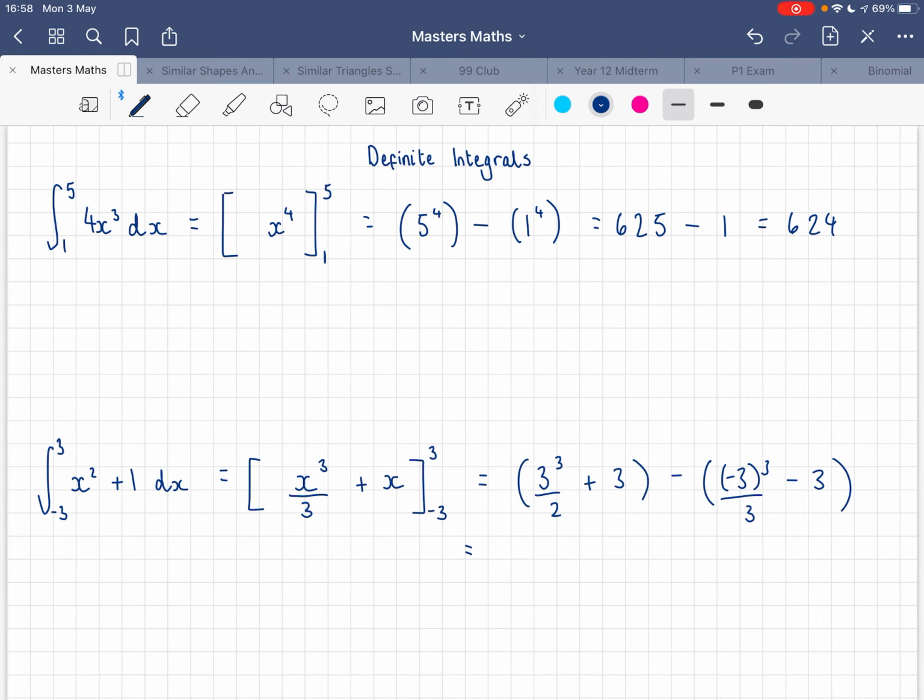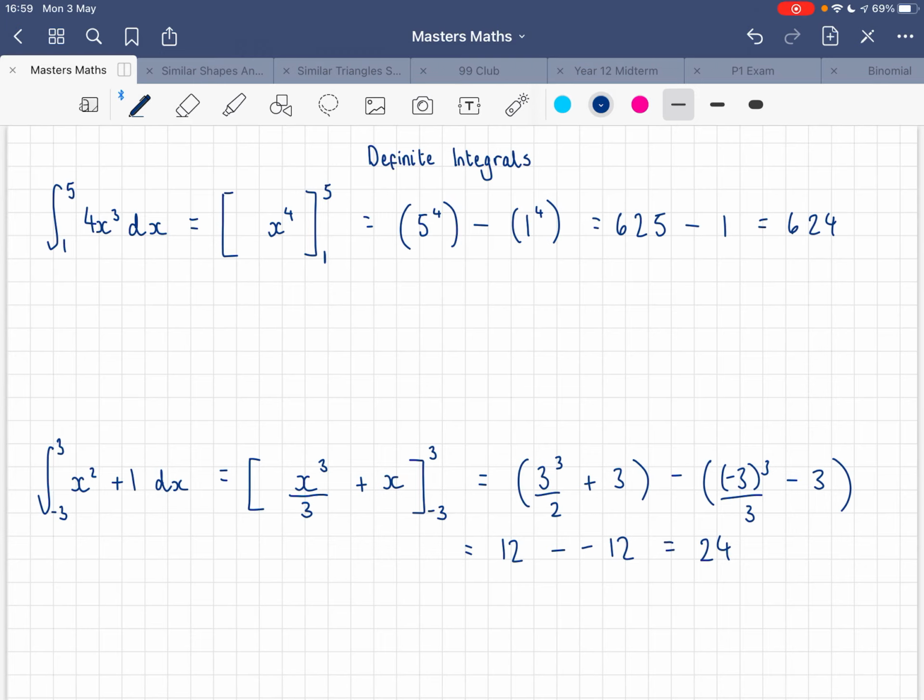Work those out. 3 cubed over 3 is 9, plus 3 is 12. So I've got 12 minus, my negative 27 over 3 is negative 9, minus 3 is negative 12, which would give me 24, because minus minus. Have I done that right? I think so. Yeah, and that's it. That is literally all you have to do.